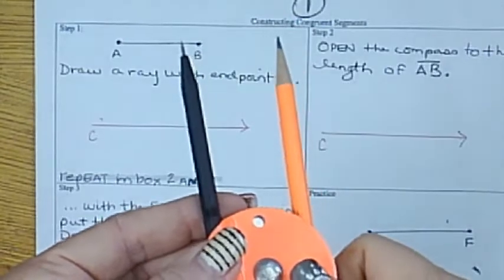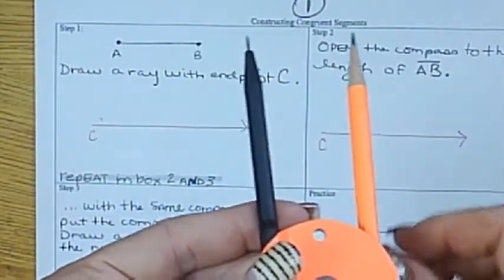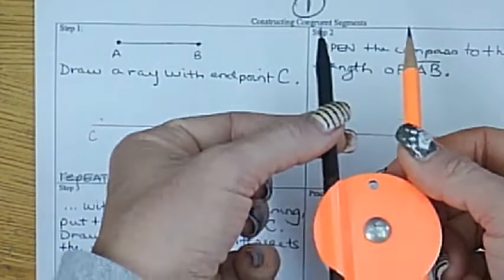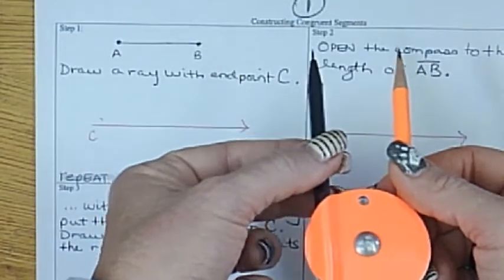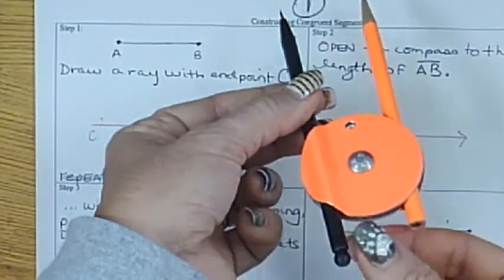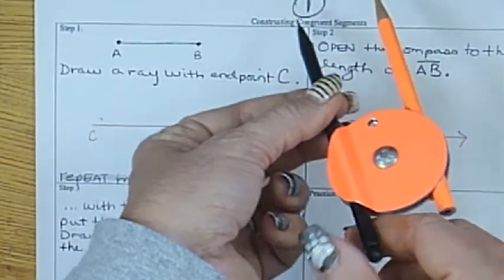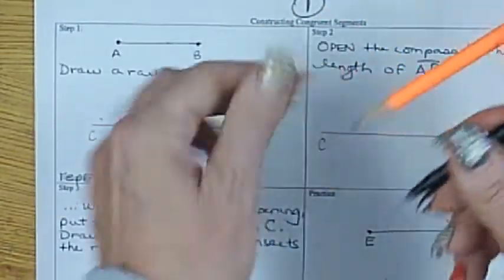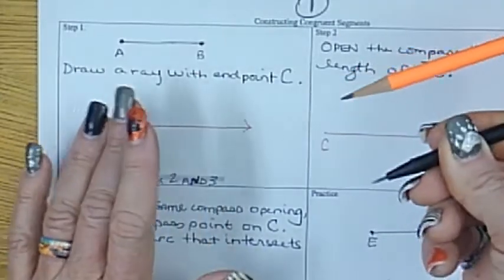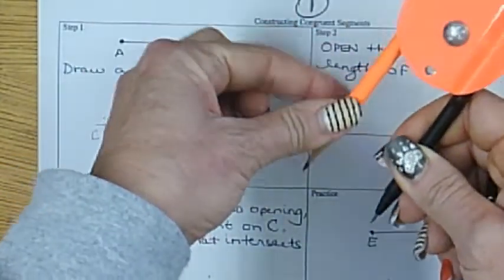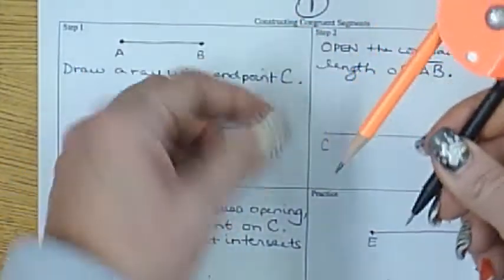So keeping that same opening, try not to hang on to your compass with two hands, okay? Some of you have a tool thing right in the middle up here to hang on to, or just make sure you're hanging on to either the pencil or the point, okay? I hang on to the point part. You don't do this because you're going to end up moving it, okay?